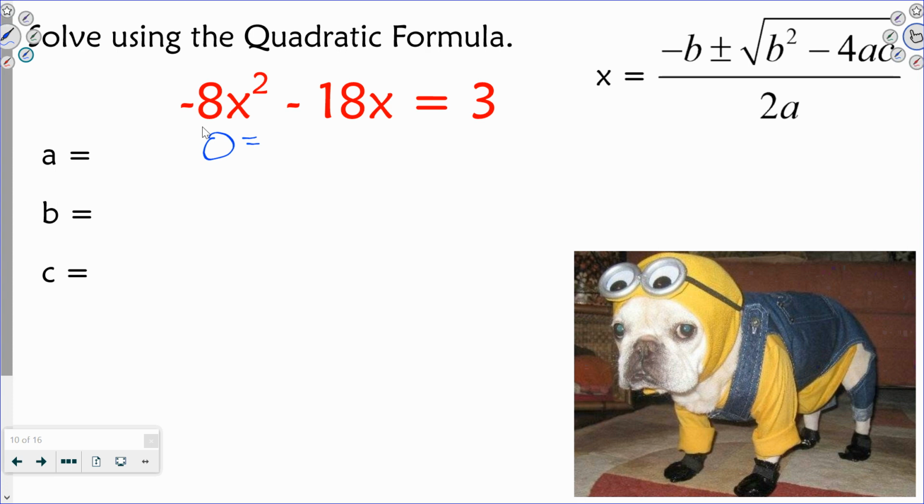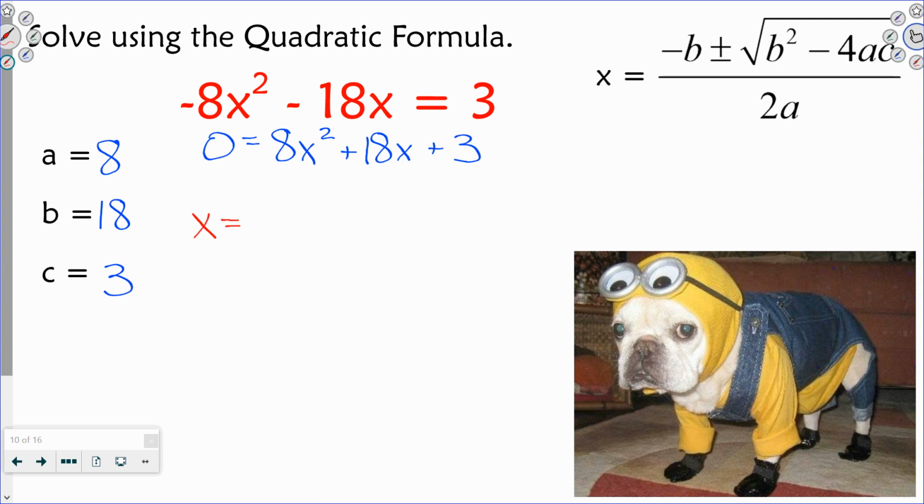It really doesn't. So if I move that over, though, we're going to have a positive 8x squared, positive 18x, and then a positive 3. So like when Grace saw hers, all 3 were negative. So if they're all negative and ours are all positive, dividing by -1 just changes it back, so it doesn't really matter. All right, so my A was 8, my B was 18, my C is 3.